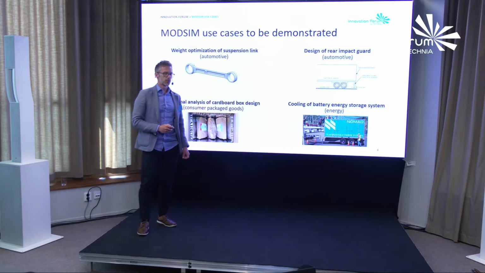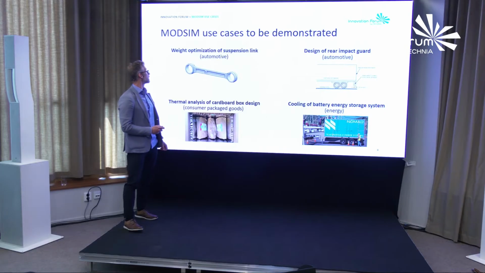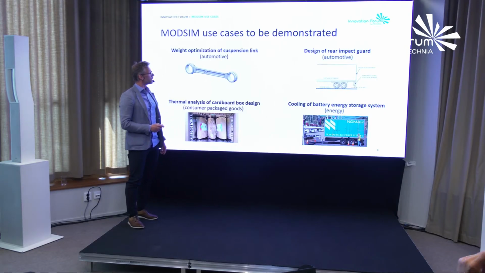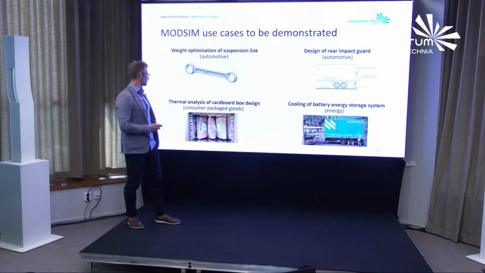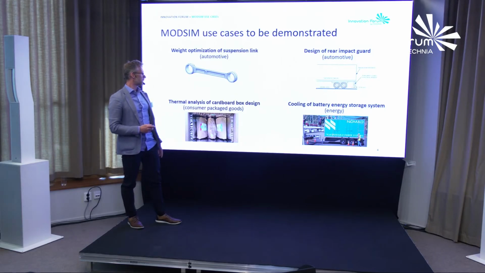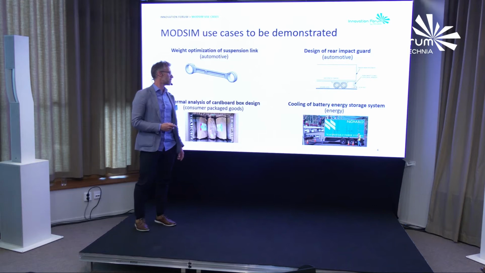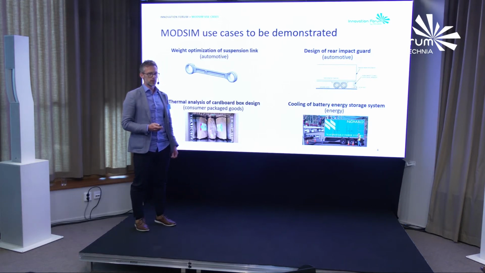Today I will show you 4 use cases where we have used MODSIM. One use case is a suspension link arm in the automotive industry. Then we have the design of a rear impact guard, which is used under trucks and trailers to prevent underrides. It's also from the automotive industry. Then we have a thermal analysis of a cardboard box design from the consumer packaged goods industry. And then we have a cooling system for a battery energy storage system, which is an energy industry example.